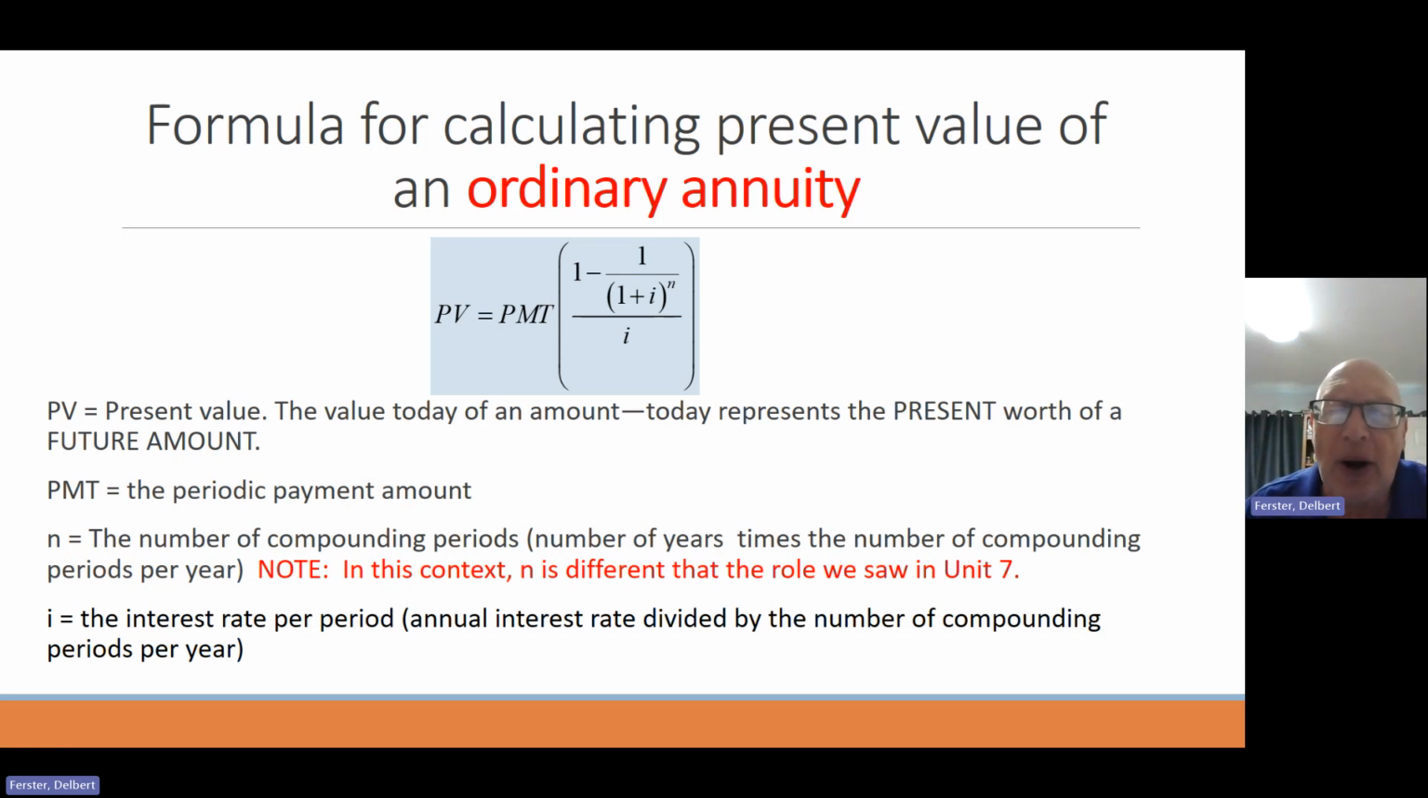If things look familiar, they kind of should. Present value: what's it worth right now, today's value? N is handled differently than in Unit 7. It represents the number of compounding periods per year times the number of years, the same facet we saw in the last couple of videos. And similarly, i represents the interest rate per compounding period, so we take the annual interest rate and divide by the number of compoundings per year.